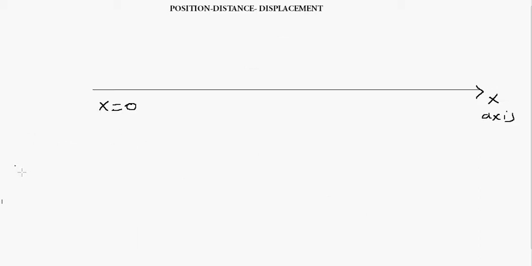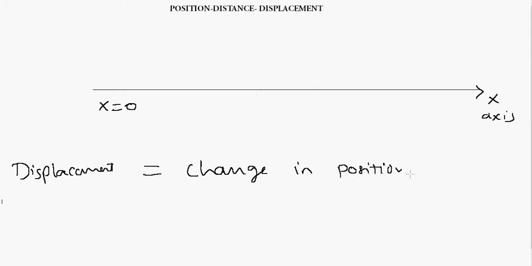Now, displacement, on the other hand, is the change in position. For example, let xi be your initial position and xf the final position. Then the displacement is the change in position, which is xf minus xi.